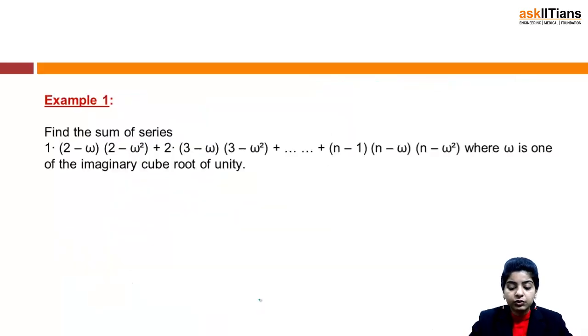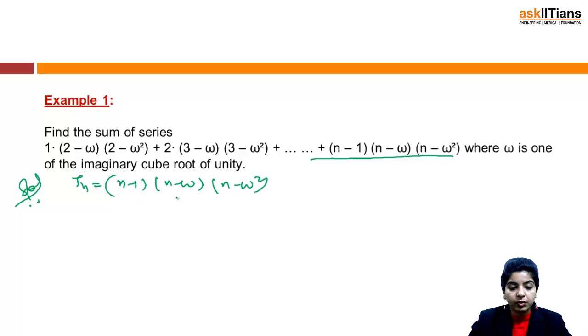Okay, now we have the first question which says find the sum of series 1 into 2 minus omega into 2 minus omega square plus 2 into 3 minus omega into 3 minus omega square plus so on, n minus 1 into n minus omega into n minus omega square, where omega is one of the imaginary cube roots of unity. So you'll have to utilize the properties of omega, right? Now we have to find the sum of this series. So I take the nth term as n minus 1, n minus omega and n minus omega square.